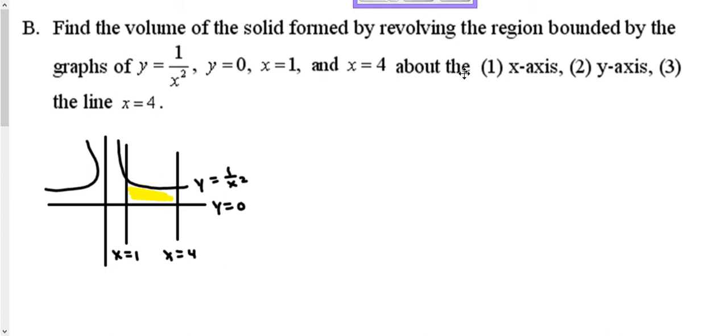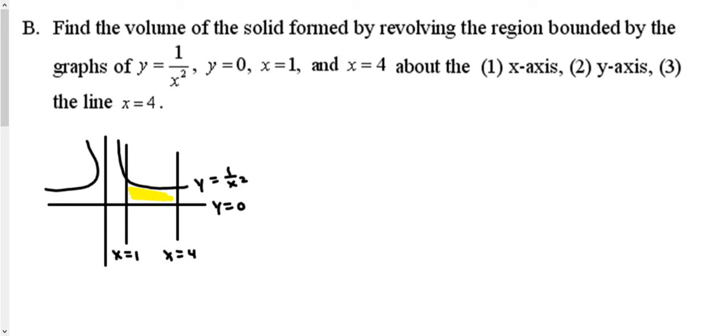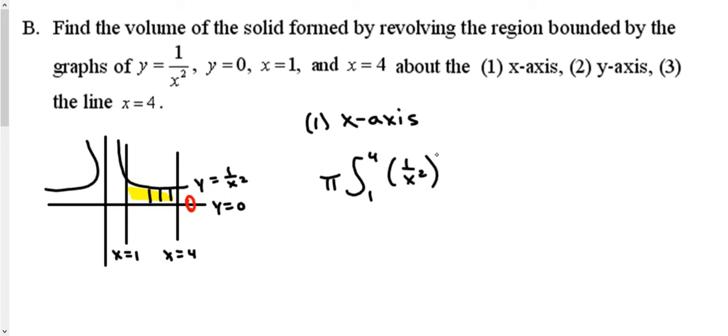All right, so first off, we're going about the x-axis. So about here, disk washer. So horizontal axis of revolution, let's go with the disk washer. So we're going to find the area of circles again. We're going to make circles. In terms of x, we're going from 1 to 4. And then draw radii in here. The radius is just 1 over x squared. Right? And then we square that. So if I square 1 over x squared, I get 1 over x to the 4th.